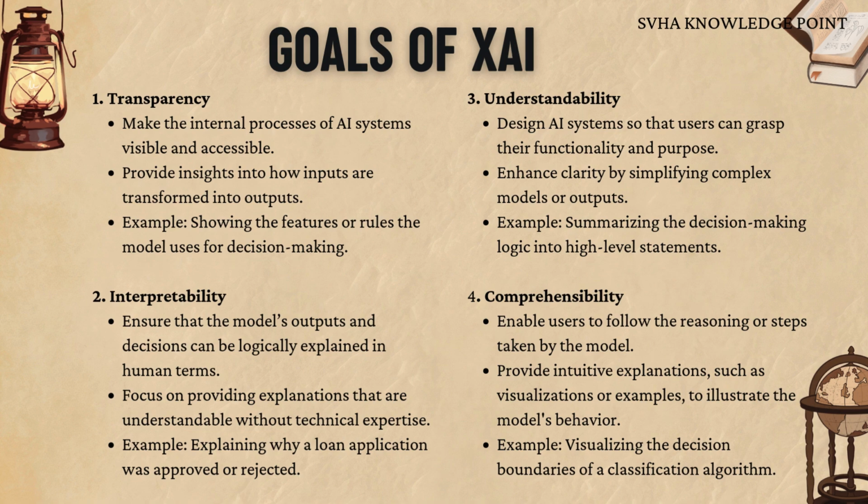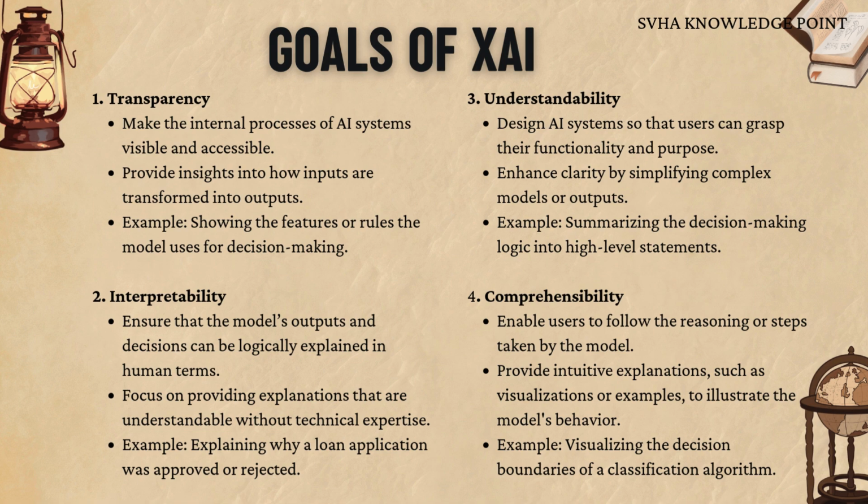Third goal is understandability. You can design AI systems so that users can grasp the functionality and purpose of the system. XAI enhances clarity by simplifying complex models or outputs. The fourth goal is comprehensibility. XAI enables users to follow the reasoning or steps taken by the model. It provides intuitive explanations such as visualizations or examples to illustrate the behavior of the model.